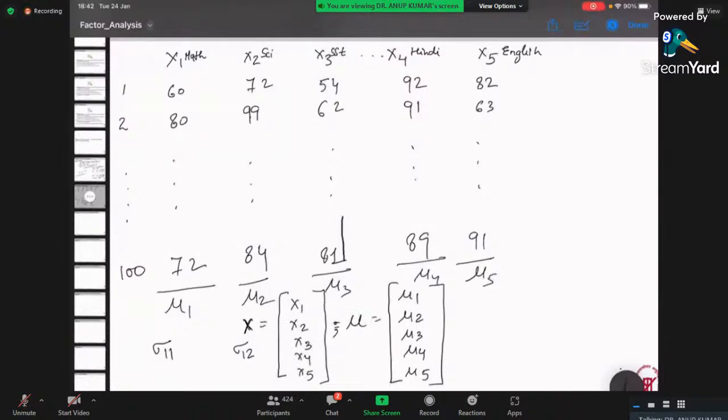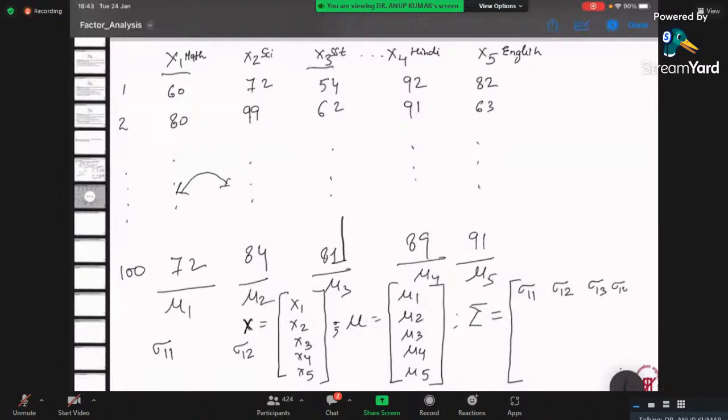Now, what is the variance covariance matrix? So I am writing it down. It is represented by this, and here it will be sigma 1, 1. Now, what is sigma 1, 2? Sigma 1, 2 is the covariance between x1 and x2. What is sigma 1, 3? Sigma 1, 3 is the covariance between x1 and x3.